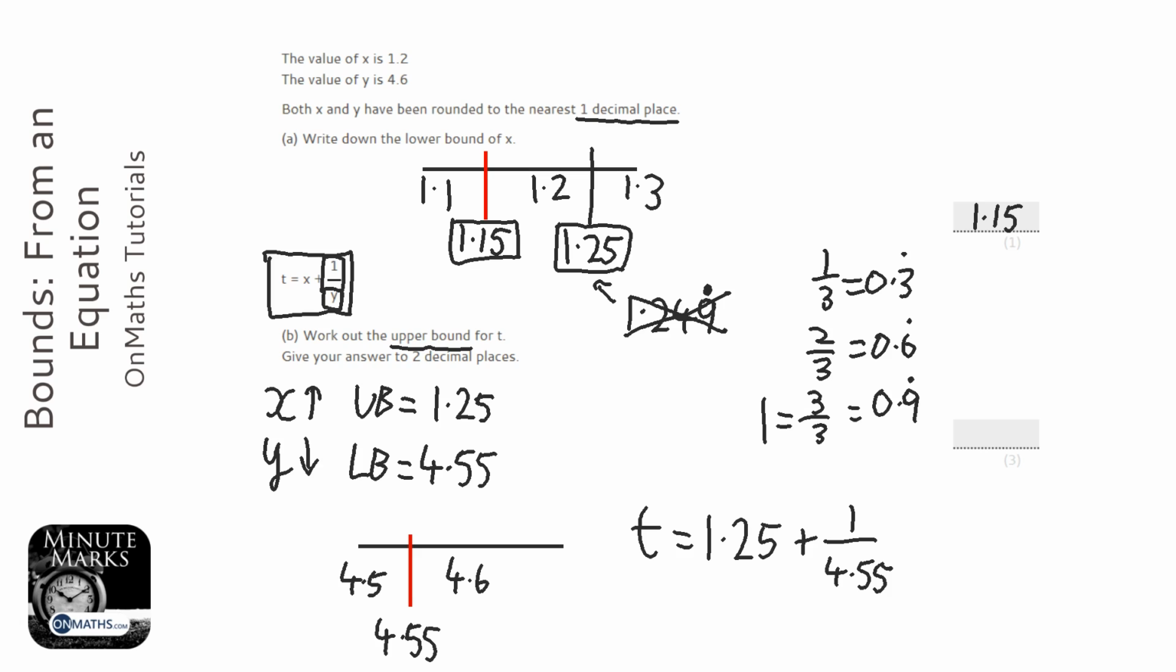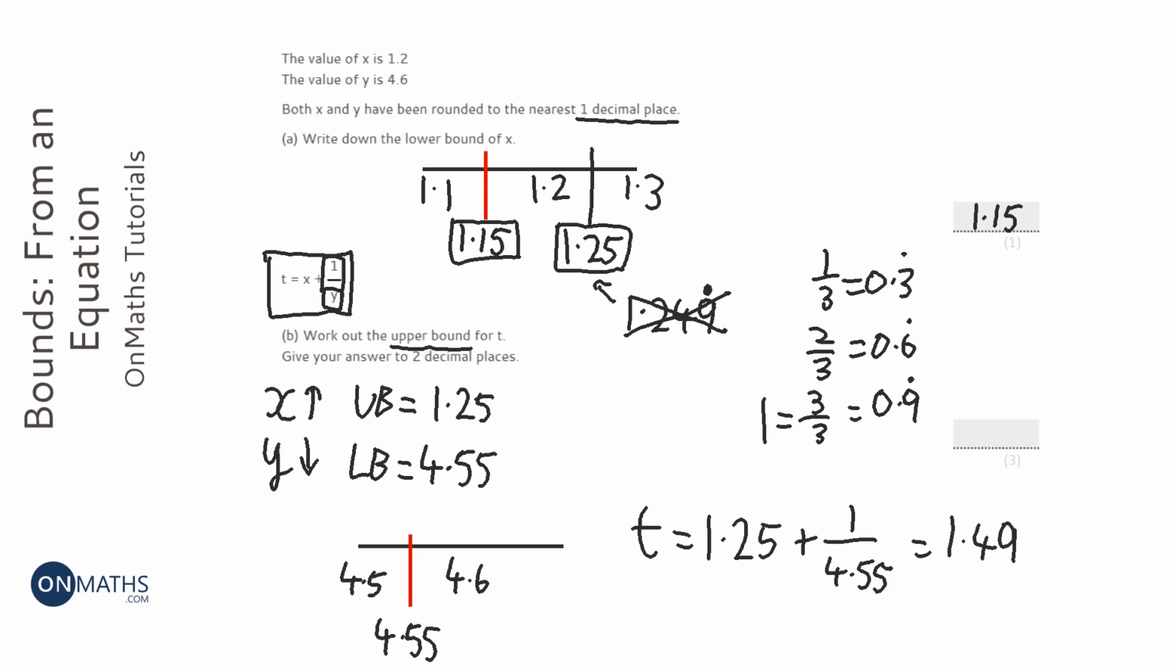So let's just do that on the calculator. 1.25 plus fraction button, 1 over 4.55, and I get the answer 1.46978 and so on. It says it wants it to two decimal places, so it's going to be 1.47, because that 9 would round that 6 up.